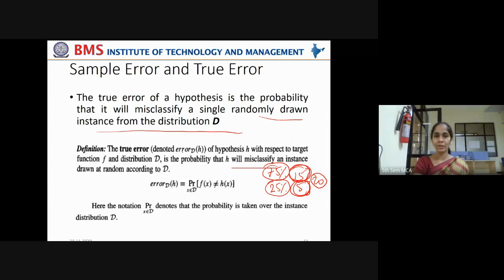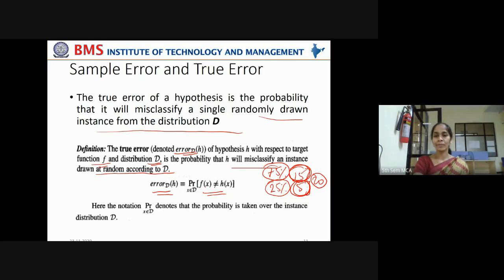The true error denoted by error_D(h) of hypothesis h with respect to the target function f, means target label, and distribution D, is the probability that h will misclassify an instance drawn at random according to D. So if the probability of h misclassifying is high, the true error will be high. If the probability of h misclassification is low, then the true error will be low. So how is it defined? The true error of h is equivalent to, how is it represented?